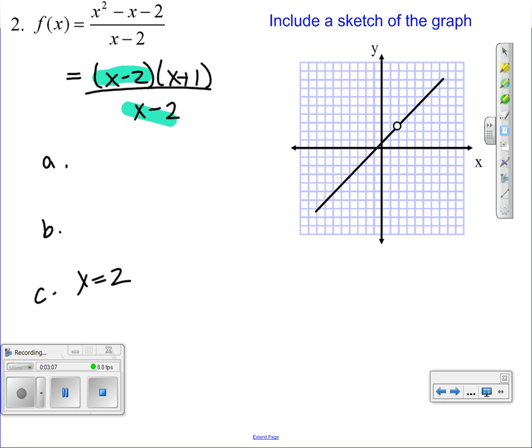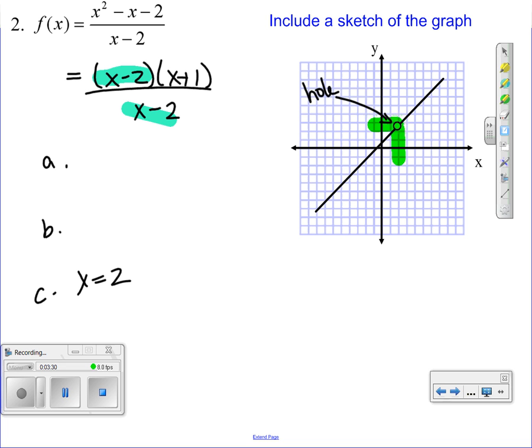So you'll notice on the graph over here that at 2, we end up with something called a hole, which means that although the graph appears to be a straight line, there's a gap there at 2, because they always cancel out. No matter what x value there is, those two terms, or those two factors, will cancel out every time, and you're just left with x plus 1.